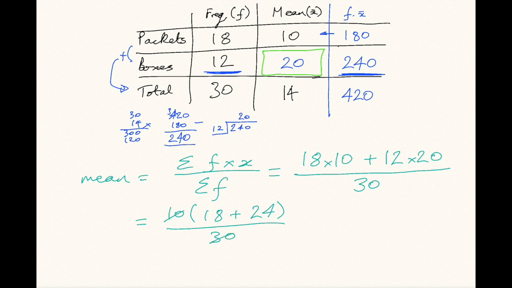We can do more cancelling here, we can be over 3. 18 plus 24 is 42, over 3, and this is 14. And this actually matches. So we've got 14 here, and we've got the 14 that we were given. I'm using familiar equations that I've seen before to do my check, and I'm now happy with that answer.